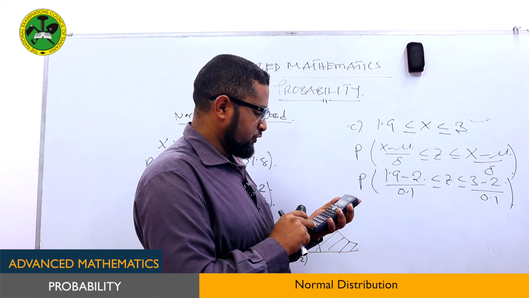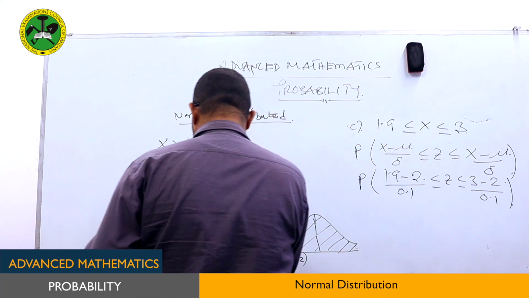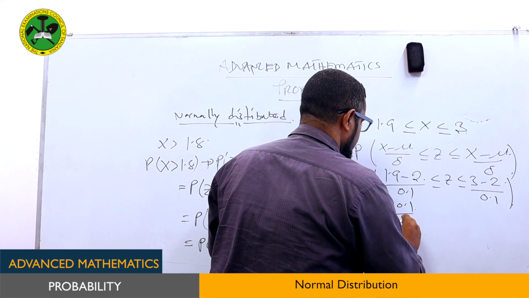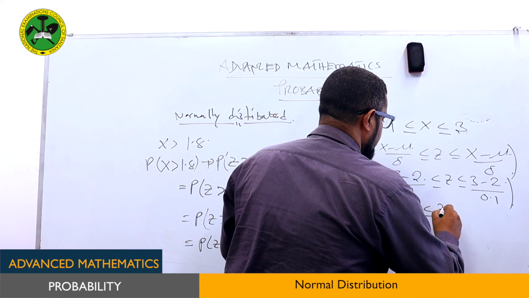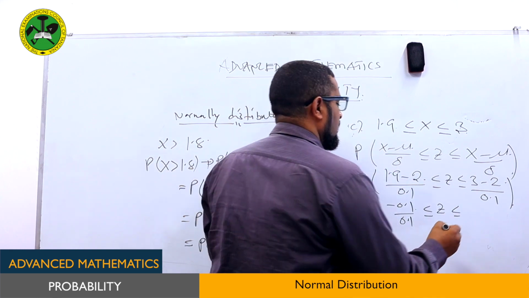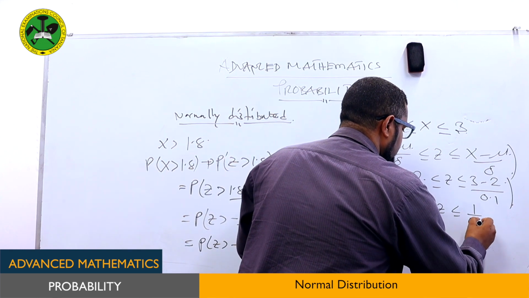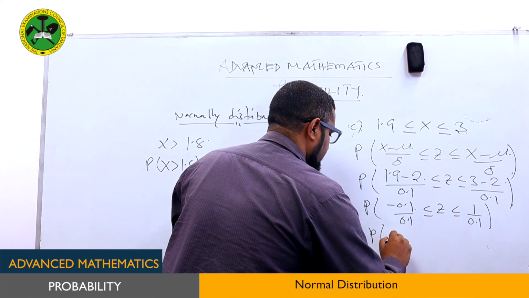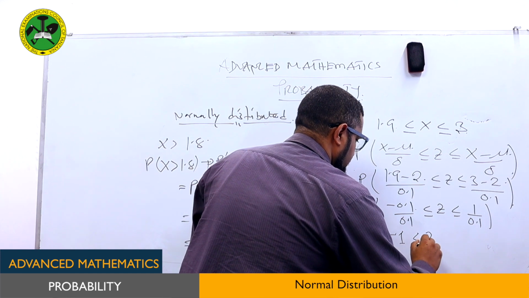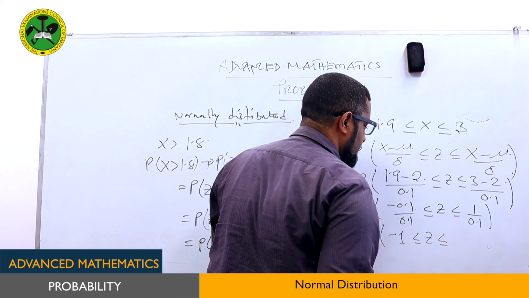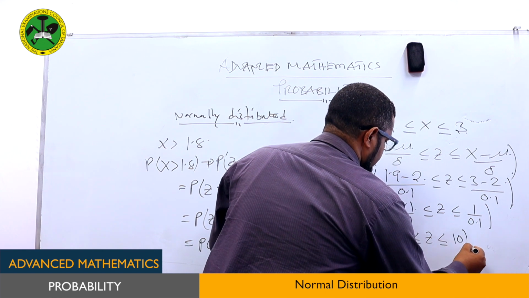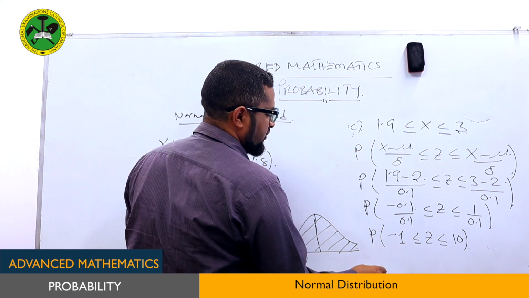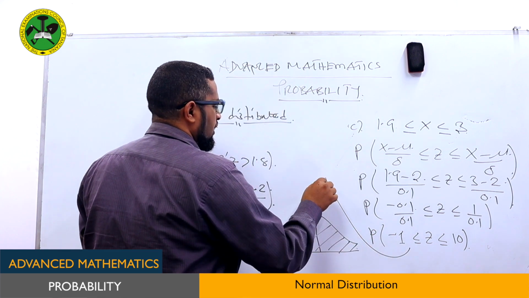1.9 minus 2 is negative 0.1, divided by 0.1, less than or equal to z less than or equal to 1 divided by 0.1. So if you divide, you'll end up having negative 1 less than or equal to z less than or equal to 1 divided by 0.1, which is 10. That is the inequality. But how do you show this under the normal distribution curve?